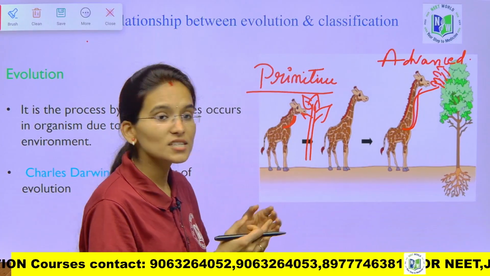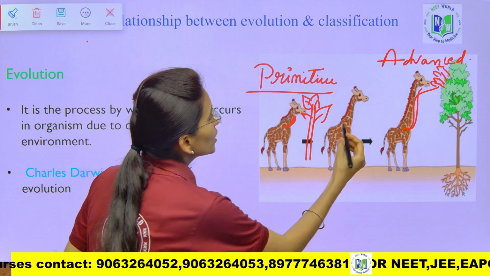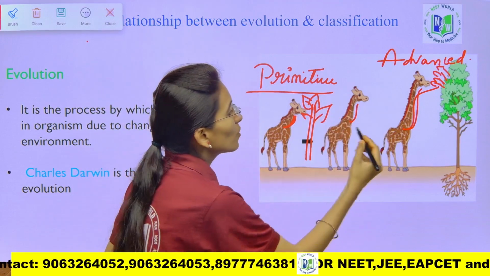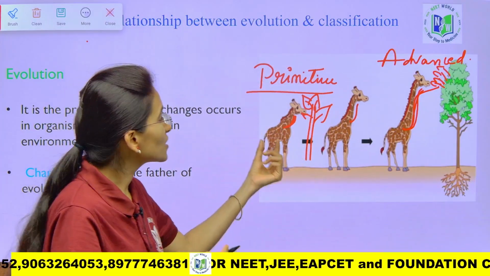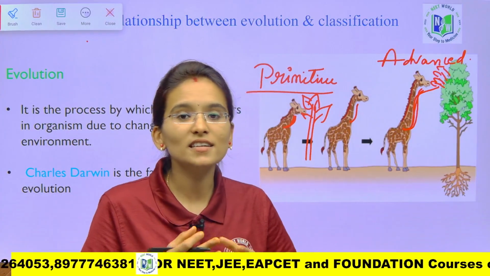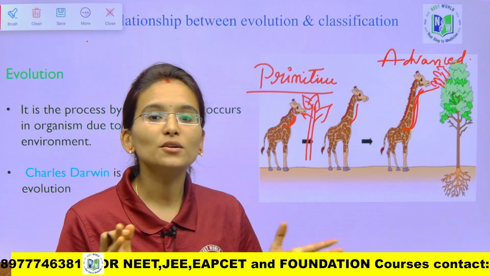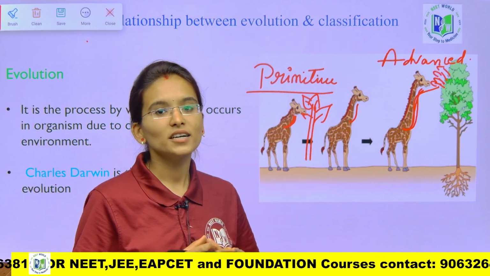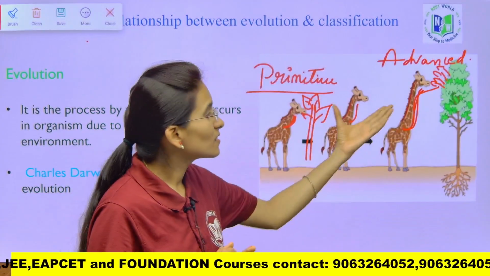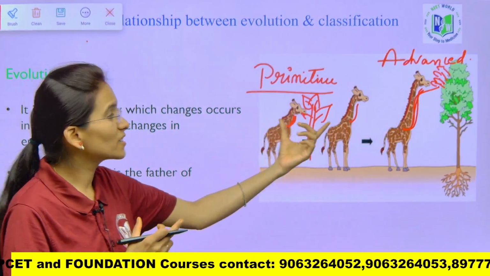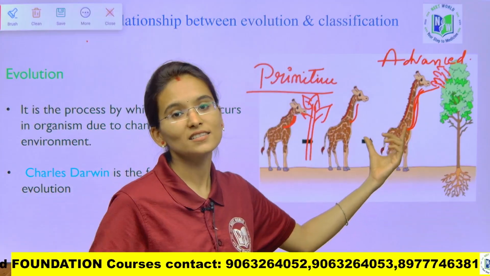during the changes within the environment, it extends its neck, and later it has extended too much. So the changes take place in an organism with respect to the surrounding environment. This is actually called evolution. It is simply defined by taking this example of the giraffe.